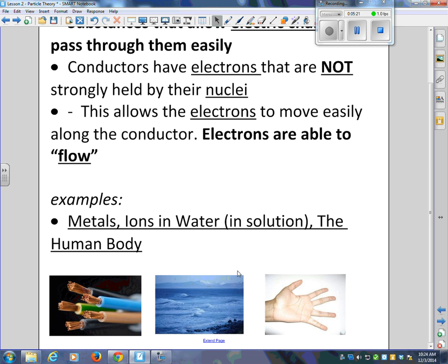Ions in water. Salty water will conduct electricity. The human body, as Tyler and his little gang of electric charge boys have discovered, will conduct electricity. And if you stick a fork in a light socket, you'll also discover that. Please don't try that at home. So metals, ions in water, the human body. There are lots of things that conduct electricity. You've got a spot there for examples, don't you?